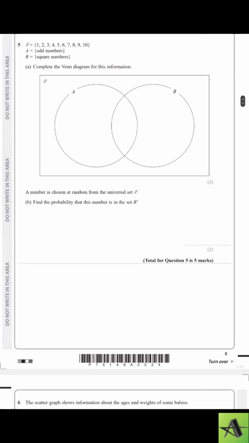There are numbers given from 1 to 10. The set A represents the odd numbers, set B represents all the square numbers, and we have to complete the Venn diagram of this information. So first thing is, the question is about probability, but the first thing is to complete the Venn diagram, and that's more important. So first thing is 1, 2, 3, 4 till 10. This whole space is being covered by the whole rectangle. So 1 to 10 will be inside this rectangle.